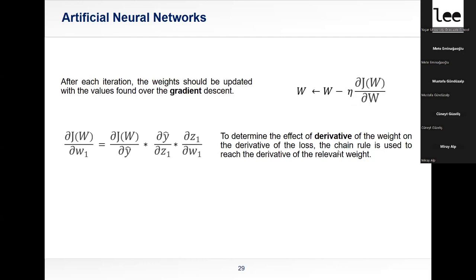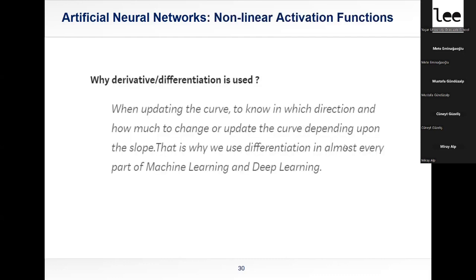That's why we use the derivative, and with the aid of the chain rule, we use the update stage. There are a lot of things we can discuss, but due to the shortage of time, I'm just moving forward. But this is very crucial in deep learning and machine learning.